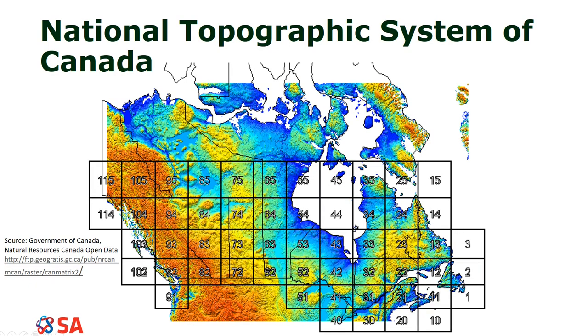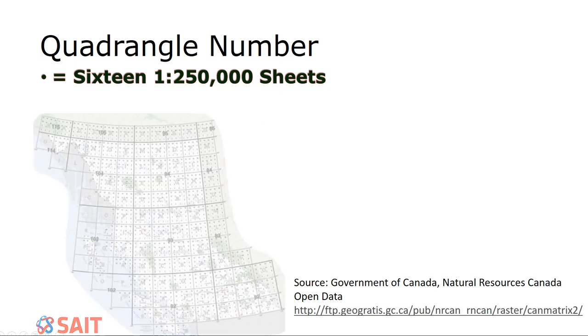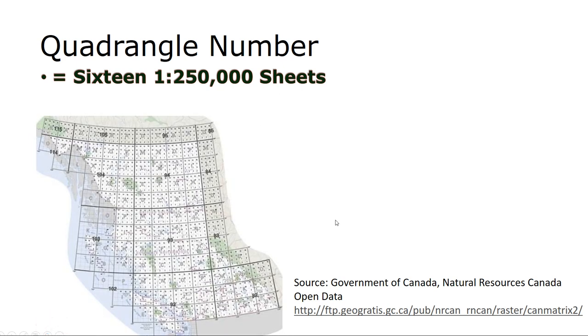So here's the system. Here we have something called a quadrangle. A quadrangle is 16 of the 1 to 250,000 sheets. So we have these great big squares, like I was mentioning before. For example, 93. 93 has 16 1 to 250,000 sheets. It's a quadrangle. That's the name of the map.